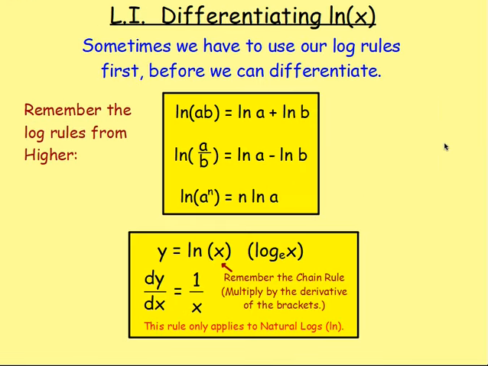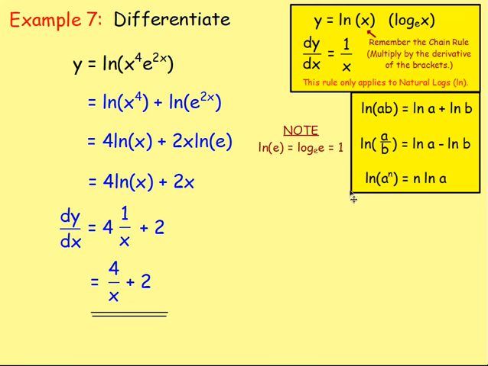We then moved on a little more to look at still differentiating ln x, but sometimes we have to apply log rules before we differentiate. These are your log rules from Higher. ln ab equals ln a plus ln b. ln a divided by b is ln a take away ln b. And if you have ln a to the power of n, bring the index down, and you'd have n ln a. Differentiating then, we've just done that, and you can apply your log rules.